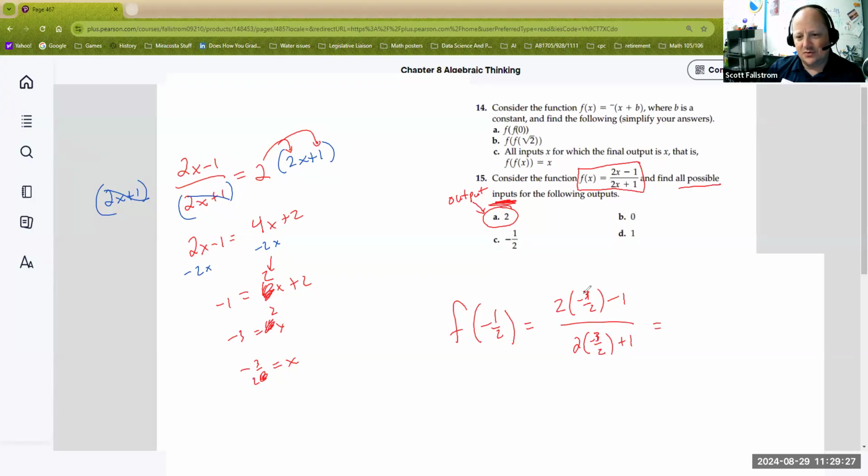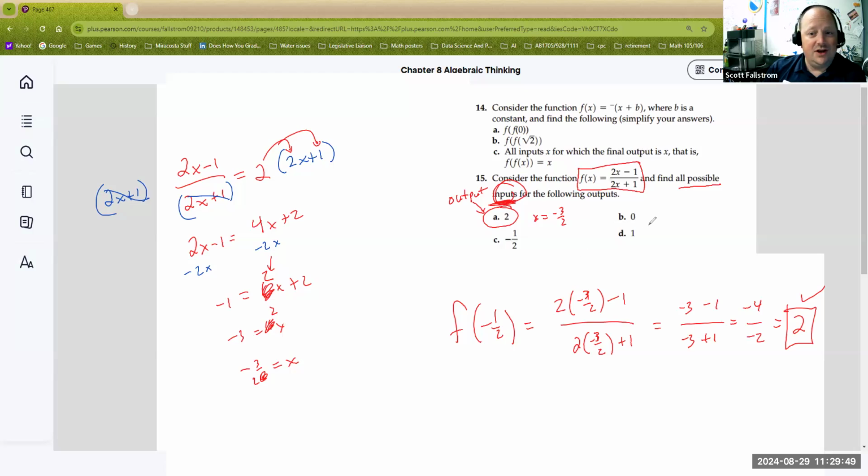And let's check ourselves. So 2 times -3 over 2 is -3 minus 1. 2 times -3 halves again is -3, but this is a plus 1. So this gives me a -4 on top, a -2 on the bottom. And that means the output is 2. So it checks out. So what is the input for part A? The input would be x equals -3 halves.